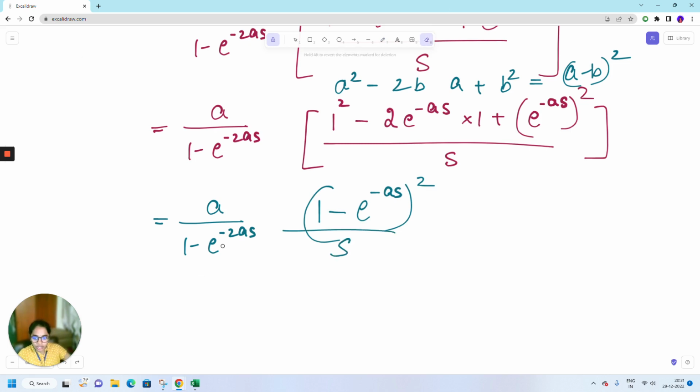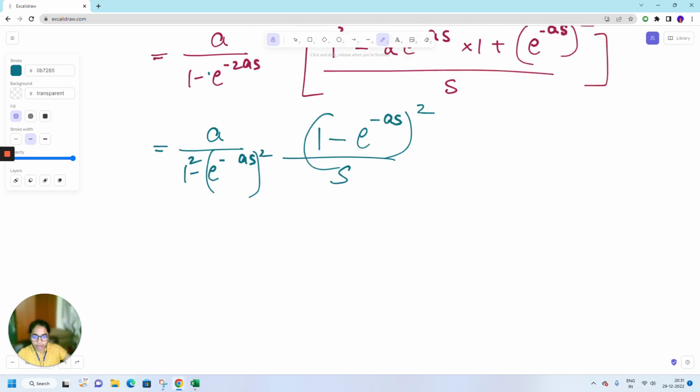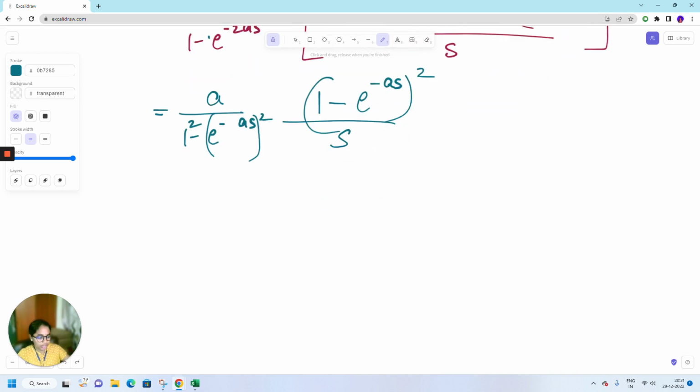So here in the denominator, can I write this as (e power minus s) the whole square? Yes, I just put a bracket around this. The power would remain the same. Again, if you want to go back to the previous step, s into 2 would be 2s. So here we have 1 square minus something square, so that is in the form of a square minus b square.